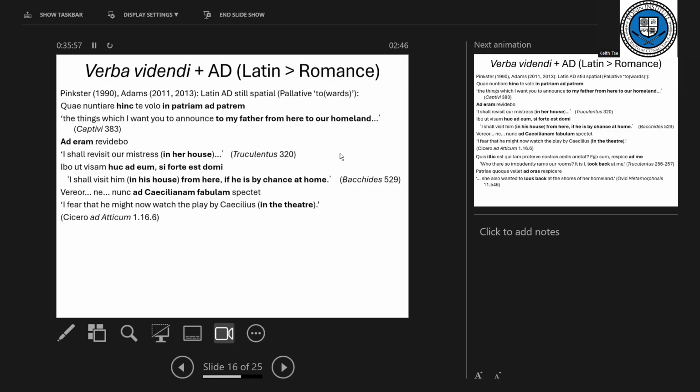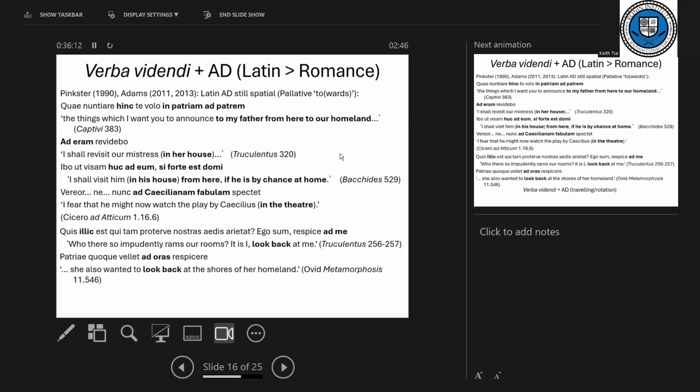And also in the Cicero example, "nunc ad Caeciliana fabulam spectet": he might now watch the play by Caecilius in the theatre. So this also denotes some physical displacement.